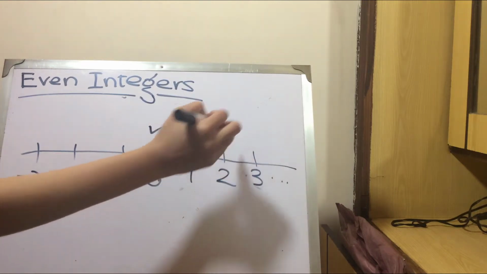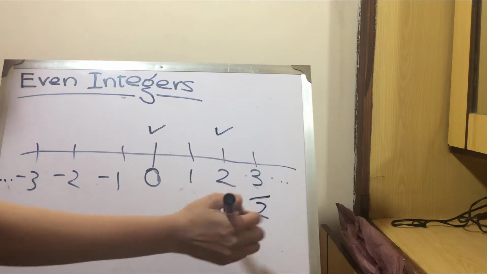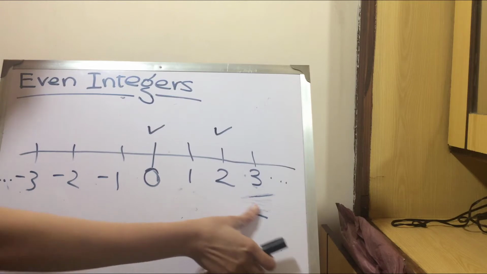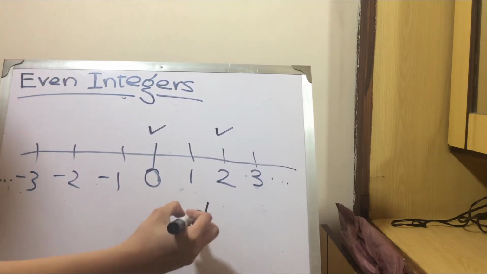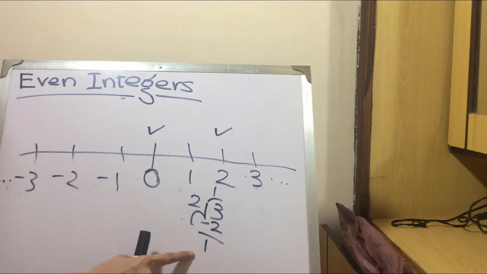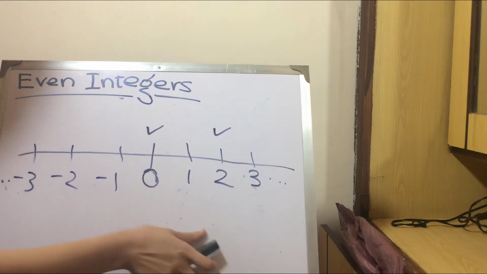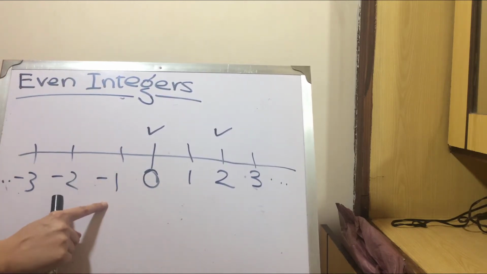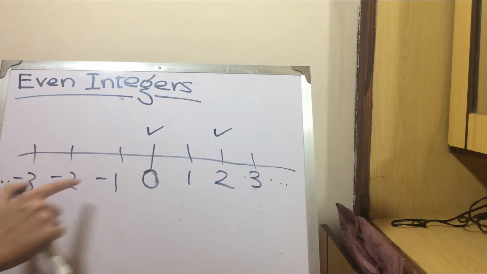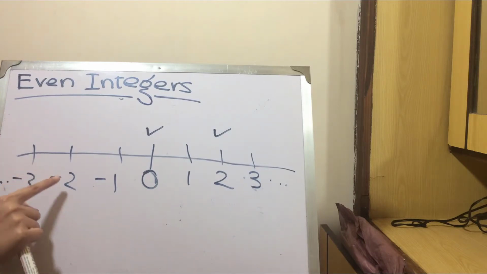2, yes, 2 is an even integer. 3, no, 3 is not an even integer. When you divide 3 by 2, the answer is 1 point something. So this is not an even integer. Simply divide 3 by 2 and check it. 2 times 1 is 2 and the remainder is 1. So this is not an even integer. So let's see the negative numbers. -1. -1 is not an even integer. -2, yes. If 2 is an even integer, then obviously -2 is also going to be an even integer.